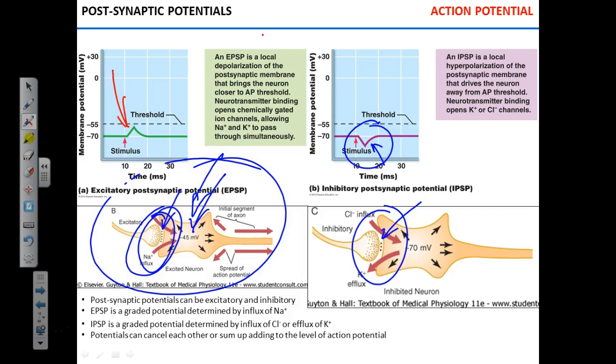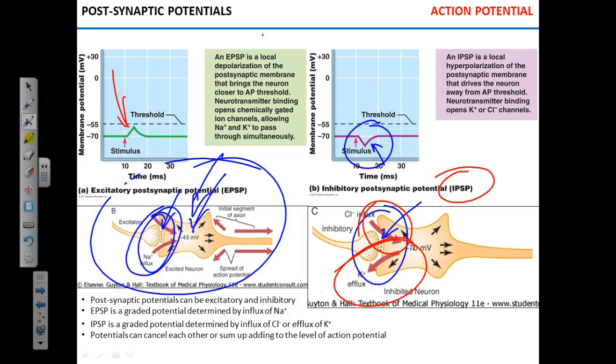Now, what can bring the cell farther from the threshold level? What can hyperpolarize it? What can produce inhibitory postsynaptic potential? I have two options. One, bring negative ions in. That's going to be chloride. Does that make sense? Another example is to let positive ions out. That's going to be potassium. Okay, we good?